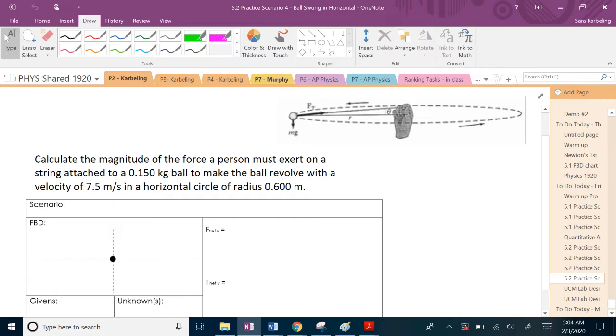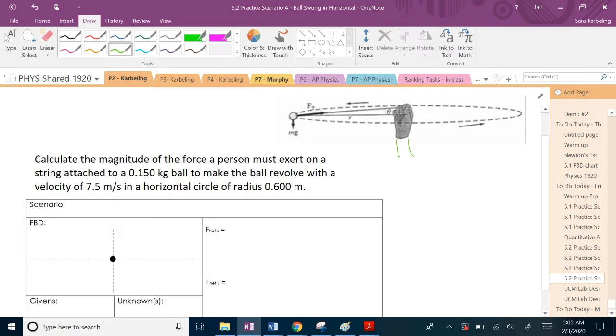And it says to calculate the magnitude of the force a person must exert on a string attached to a ball that is making it revolve with a velocity of 7.5 meters per second in a horizontal circle of radius 0.6 meters. So this looks a little bit like the Addams family with the thing, which was the hand, but you can imagine also that this is attached to a body, et cetera, but whatever.